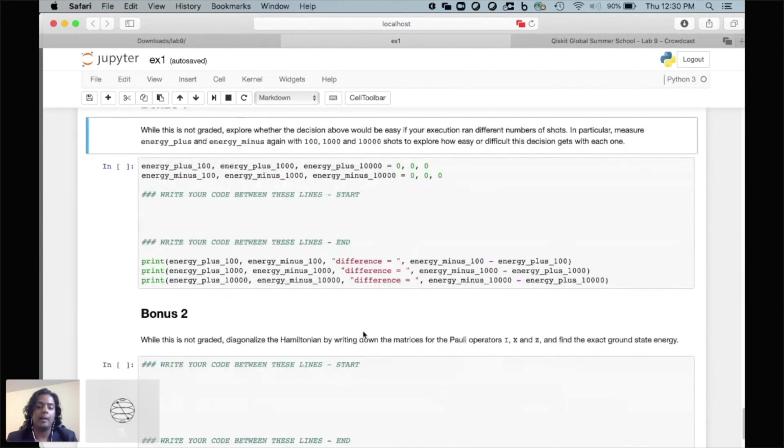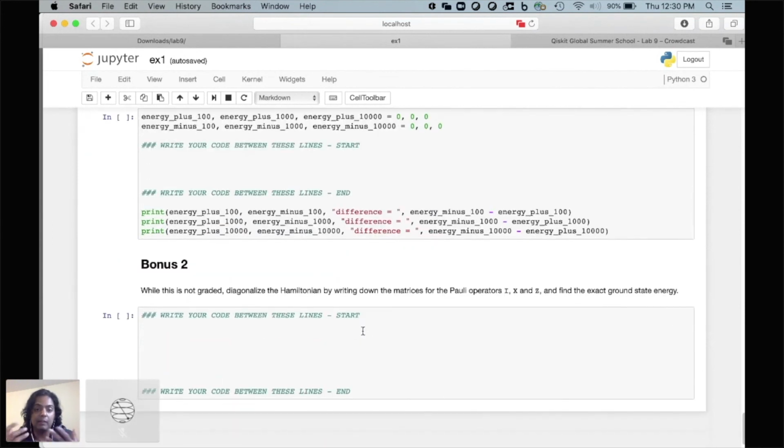And the final bonus question is, given that Hamiltonian, can you find out what the exact ground state energy is? The way you would do that is you express the Hamiltonian as a matrix representation, in terms of the different Pauli matrices. Once you have that matrix, you diagonalize it and find its energy eigenvalues. And the lowest one is the ground state. So that's what you need to do.